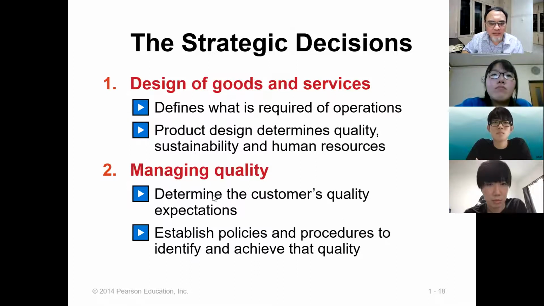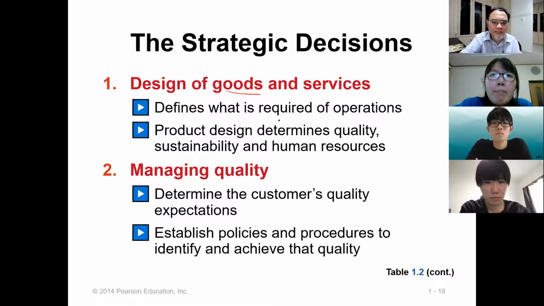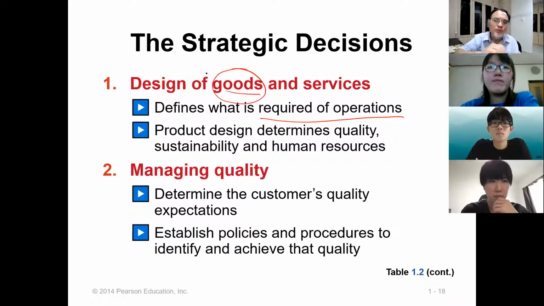So these are the strategic decisions, which we are going to go into in more detail later on. We are going to go into the specific topic on design of goods and services. So in terms of operations, in general, we need to define what is required of operations for the new product, or for the goods and services. What is required of operations means how to produce it. You have the design, but the design must also consider operations. Design cannot just think about design. You can have the best design in the whole world, but if you cannot make it, it's useless.